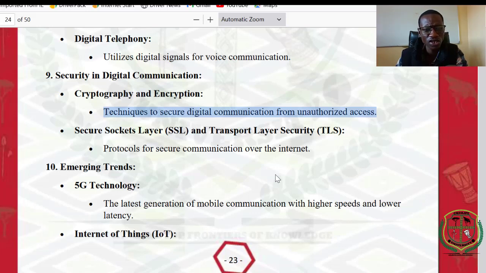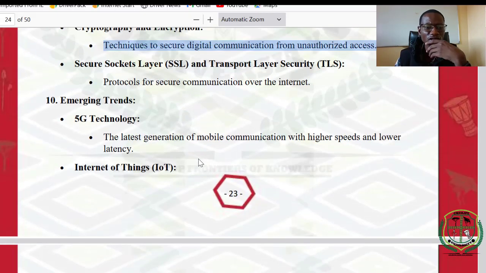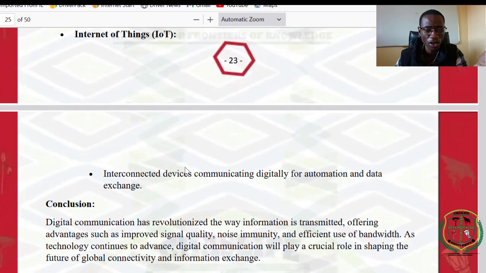Now, of course, we've got what we call secure socket layer, SSL. You learn it mostly in web design. Secure socket layer and transport layer security, TLS. These are protocols that secure communication over the internet. So SSL you learn a lot, and TLS you learn a lot. These are protocols for secure communication over the internet. Of course, we are also looking at 5G. 5G is now coming into use, and this is one of the fastest ways of internet. I think we'll be able to talk about it.